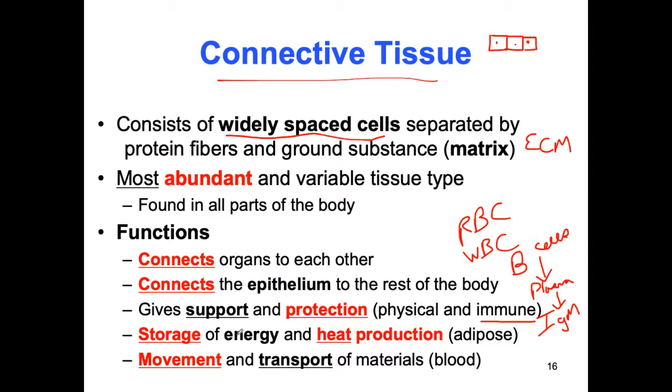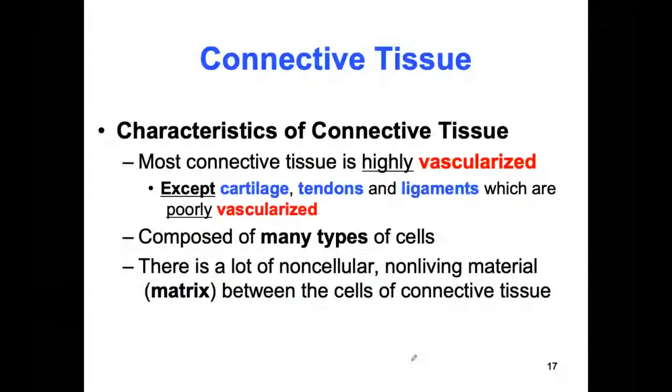Connective tissue is also used to store energy and for heat production. So adipose is fat, or fat cells. We call them adipocytes. So adipocytes are involved in storage of energy, because you could store sugar in there. When you have sugar stored in a fat cell, we call them triglycerides, TG for triglycerides. And there's the movement of material, because blood is liquid connective tissue. So you can move lots of materials and nutrients and waste products using connective tissue.